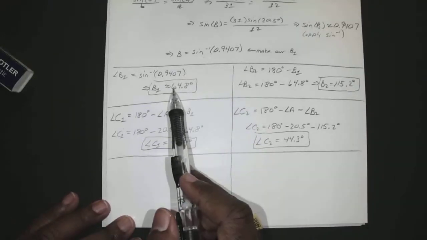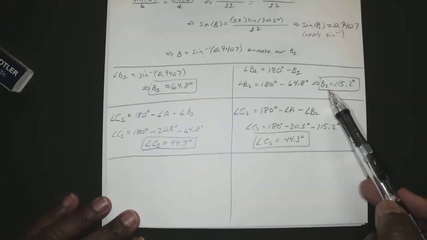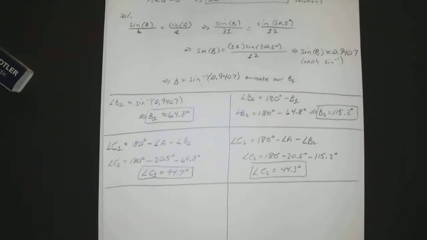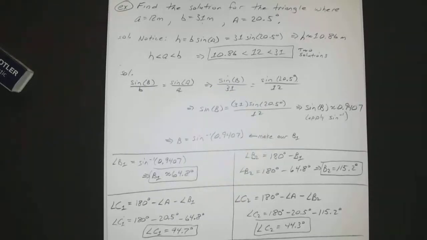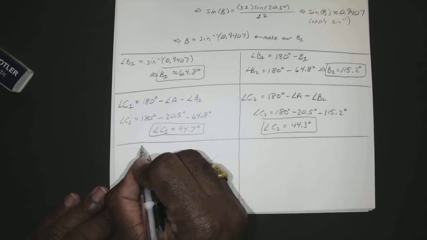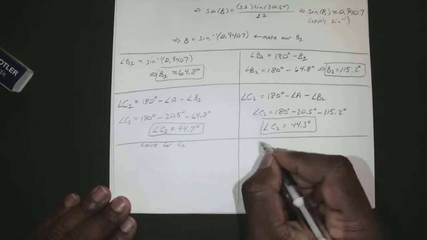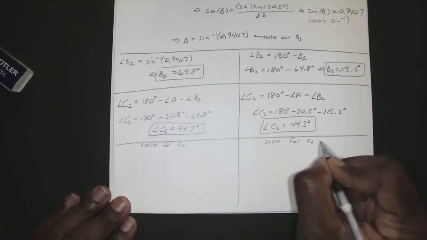Okay, so we have all of our angles. They gave us angle A, and we solved for B1 and C1 and B2 and C2. All we have to do now is solve for our side C, because we have side A and side B. So we just have to solve for side C2.